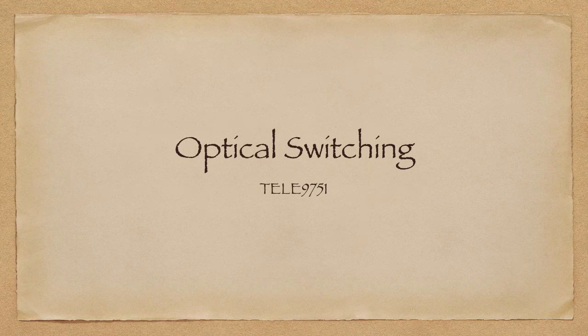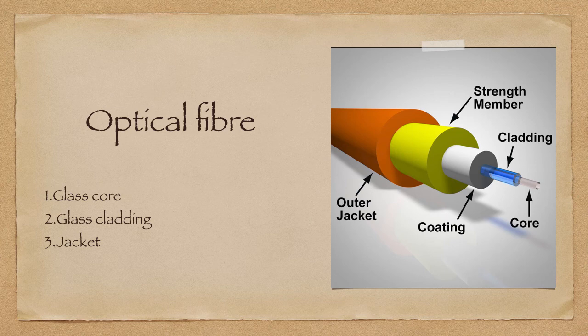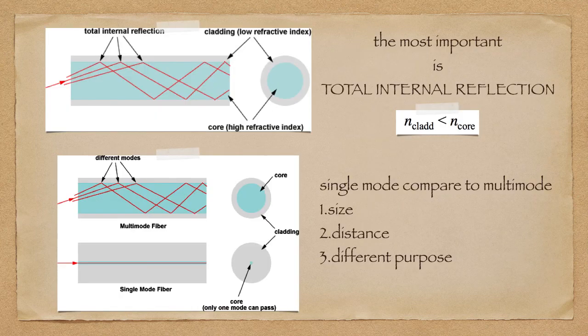Hello everyone, today our topic is optical switching. First, let's talk about optical fiber. Optical fiber is made up of three components, which are shown in the picture. The most important thing for optical fiber is total internal reflection.